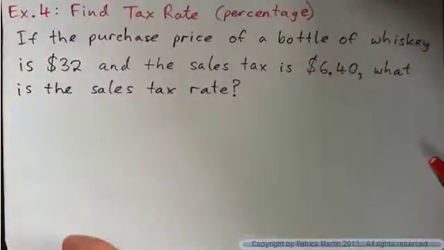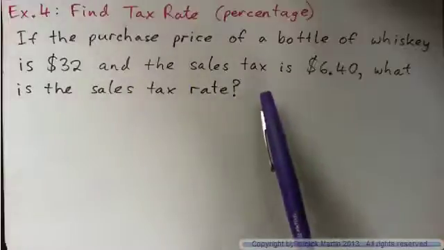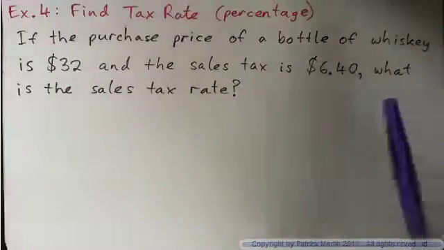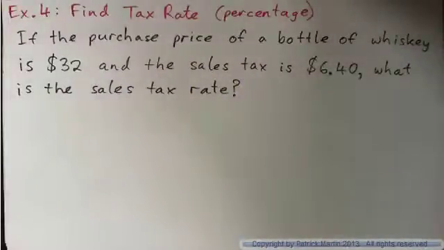Example 4. Find the tax rate, the percentage rate itself. If the purchase price of a bottle of whiskey is $32 and the sales tax is $6.40, what is the sales tax rate? So can we figure this one out? Please press pause on the video and do your best. Spend, let's say, 4 or 5 minutes and do your best to try and figure it out, and then check the video to see if you're right. Give yourself 4 or 5 minutes to think about this and to try it.